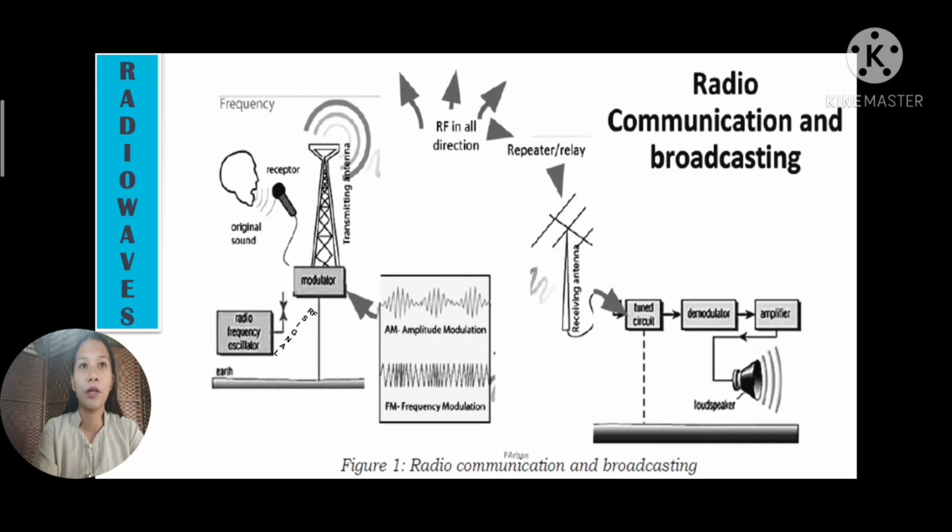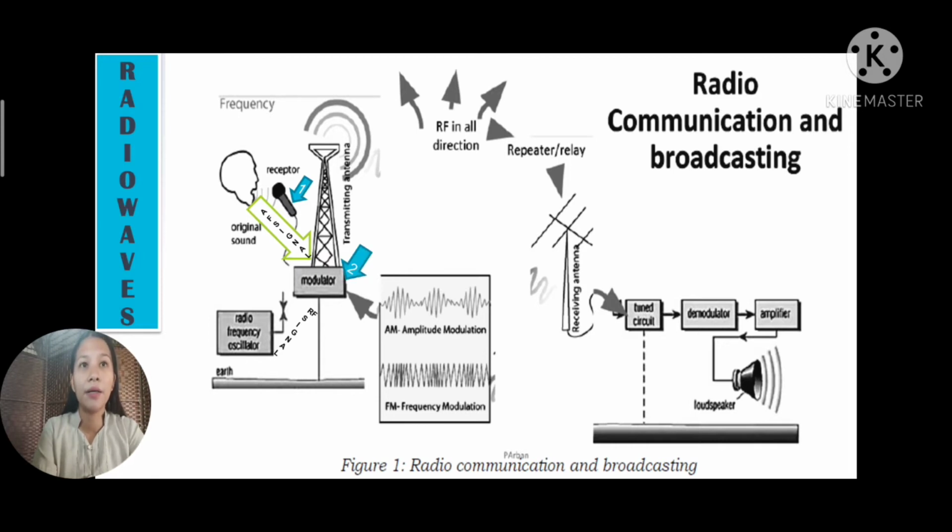The first part is when the broadcaster uses the microphone. The microphone converts the sound waves to an audio frequency signal, or the AF signal, or the electrical signal. This audio frequency signal will now go to the modulator.